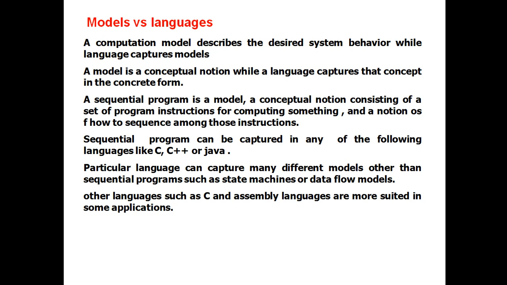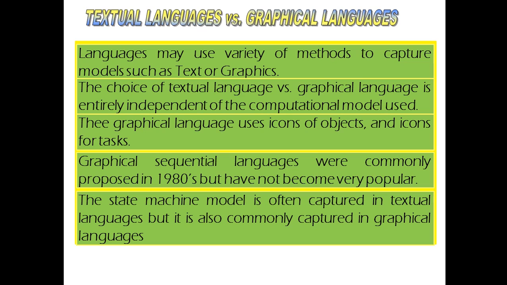A sequential program can be captured in any of several languages, like C, C++ or Java. A particular language can capture many different models other than sequential programs, such as state machine or data flow models. Other languages such as C and assembly language are more suited to some applications. So let's go to the next slide.